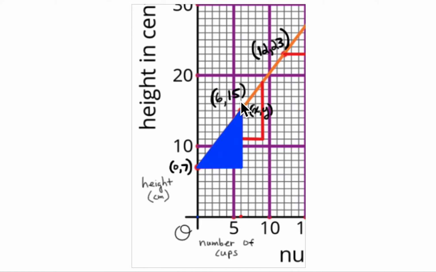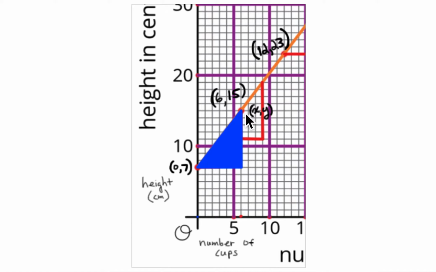And where do you get 8 centimeters? That's 15 minus 7. You have to subtract these 7 centimeters, which is the base of the first cup, to get to the first rim. So you subtract that 7 centimeters and you get a height of 8 centimeters. When you have how many cups? Well, when you have 6 cups.